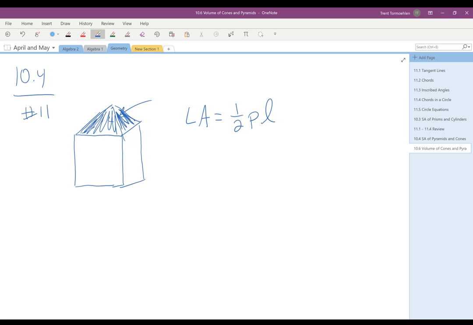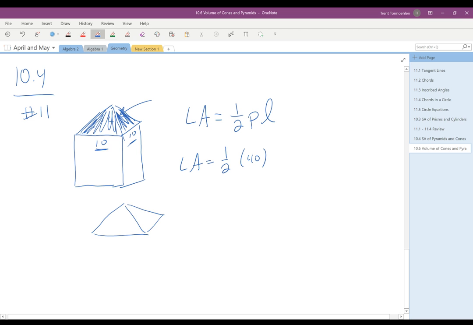We need the perimeter. So it says the roof has side length 10. So these are all 10. So when we look at the lateral area of this, it's just going to be 1/2 times, well, a square with side length 10 is going to be 40. And then we need the lateral height, but the lateral height isn't given to you. Instead, you're given the actual height of the pyramid. And so the height of the pyramid is 6.